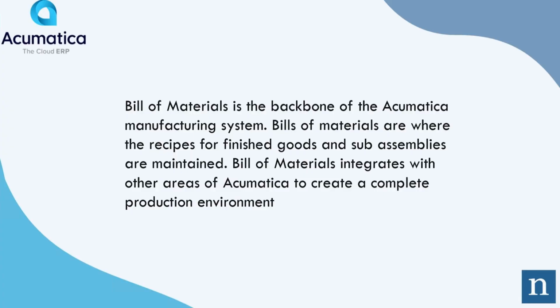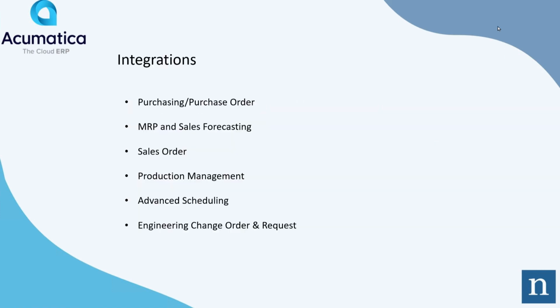The bill of materials system is the backbone of the Acumatica manufacturing system. Bills of materials are where the recipes for finished goods and sub-assemblies are maintained. Bill of material integrates with many areas in Acumatica to create a complete production environment. Bill of material integrates with purchasing and purchase orders. Purchase orders can be spawned directly from bill of materials for outside processing. Bill of material integrates with the Acumatica MRP and sales forecasting system to drive purchasing decisions.